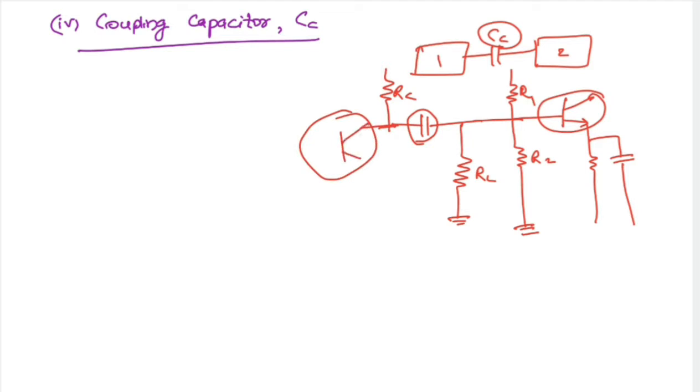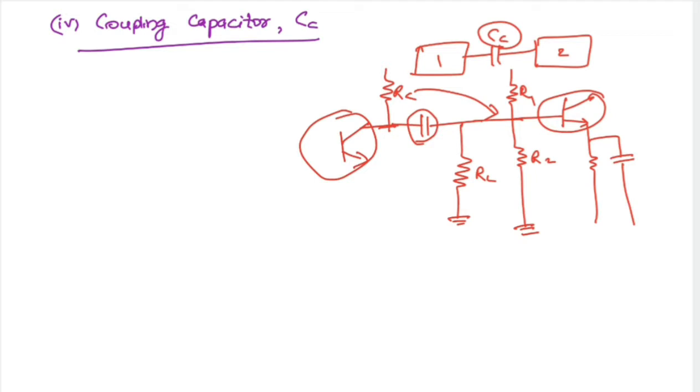So this is the circuit. If CC is not used, this RC will come in parallel with R2. So RC will come in parallel. Why will RC come in parallel? That you will see in the equivalent circuits. In the next session, we are going to discuss the AC equivalent circuit. In that circuit, I can show you how RC is coming parallel to R2.